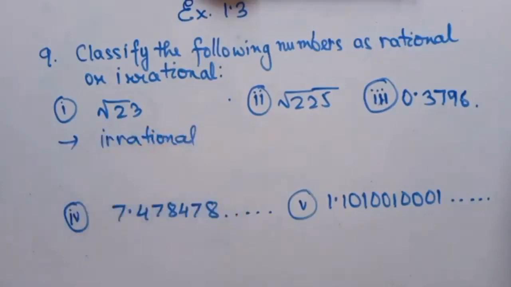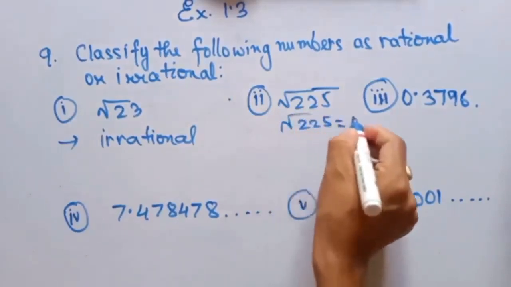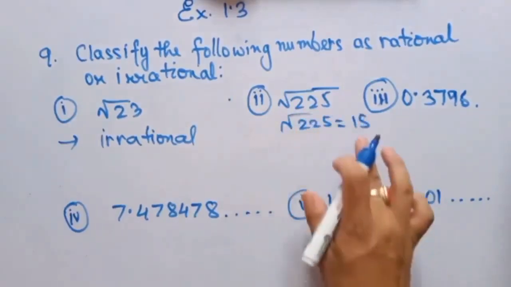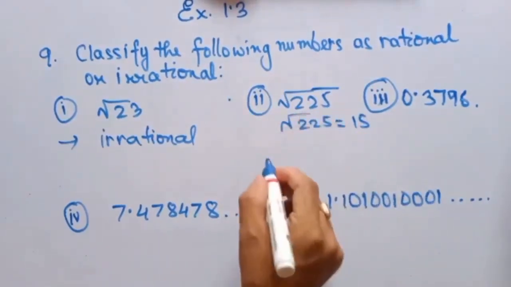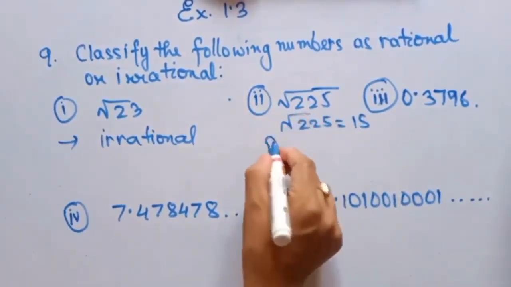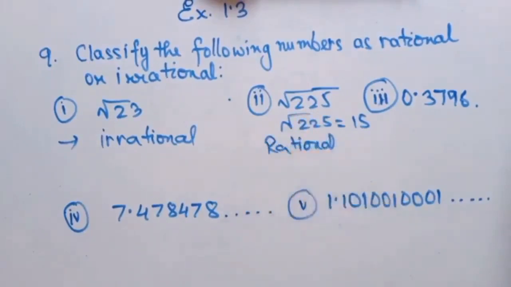It is an irrational number. And Roman number 2, root 225. Here we have to observe that the number 225 is a perfect square. So root 225 is equal to 15. So 15 is not an irrational number. So this root 225 will be a rational number.